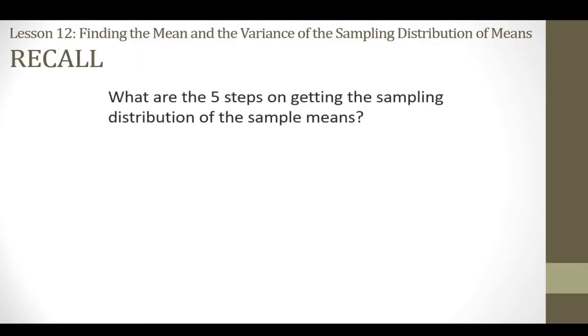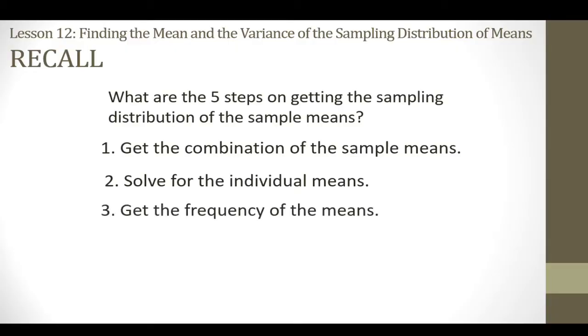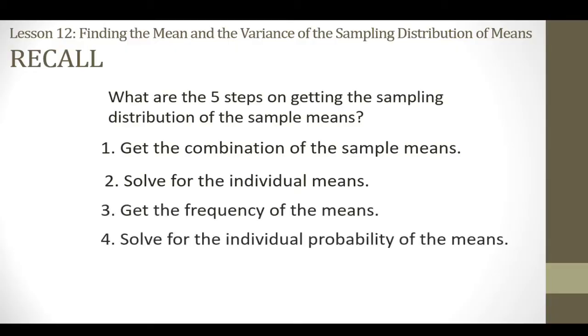Now, let us recall our previous lesson. What are the 5 steps on getting the sampling distribution of the sample means? So first, we get the combination of the sample means. Next, we solve for the individual means. Next, we get the frequency of the means. We solve for the individual probability of the means. Then last, we create the histogram.